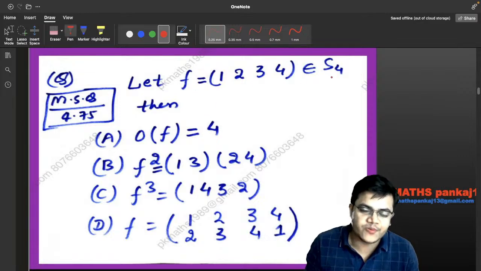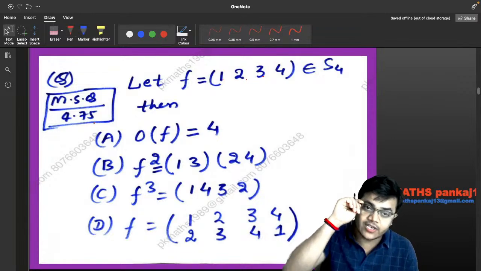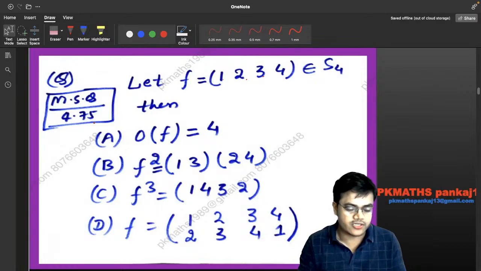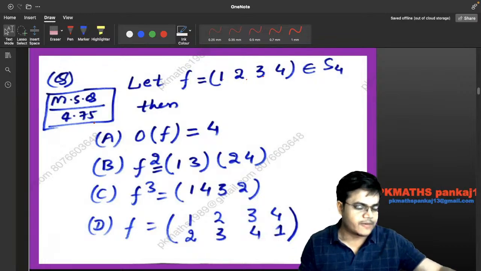A permutation from S4 is written as 1, 2, 3, 4 in this manner, and you have 4 options. This is a concept building question. So you have to be a bit careful to say the things, because more than 1 option may be true.